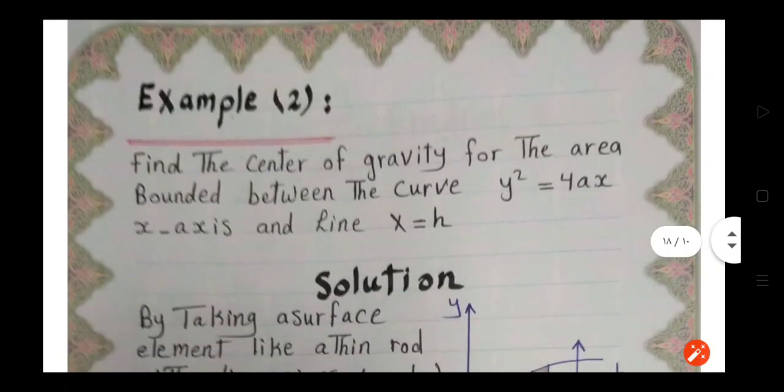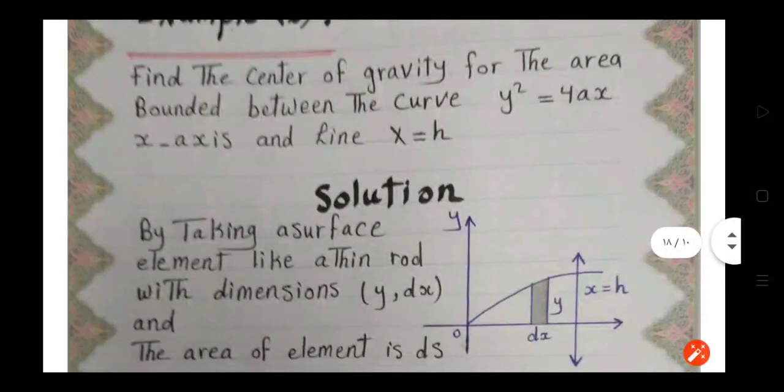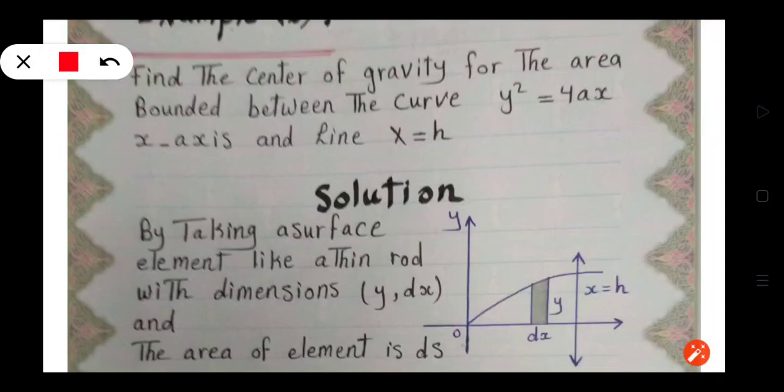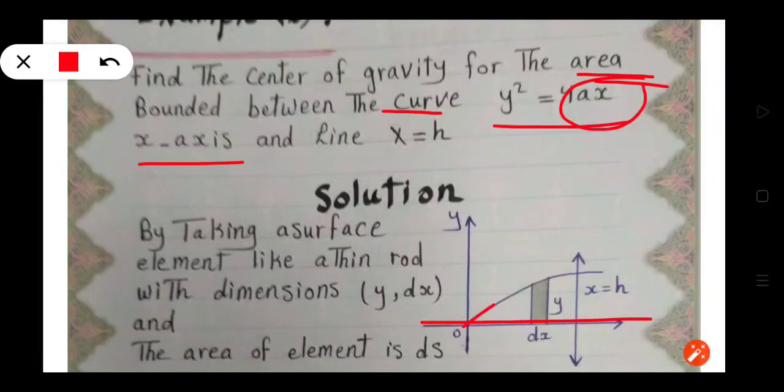The second example, example 2. Find the center of gravity for the area. Then we have dS and dm equal sigma dS. We will take a surface element. The curve y square equals 4ax. In the relation between x and y, y is of the second degree and x is of the first degree, so it is a parabola which is symmetric about the x-axis. And this is the x-axis, this is the curve, and the line x equals h, this is the line. So this area bounded is the one we want to find the center of gravity for.